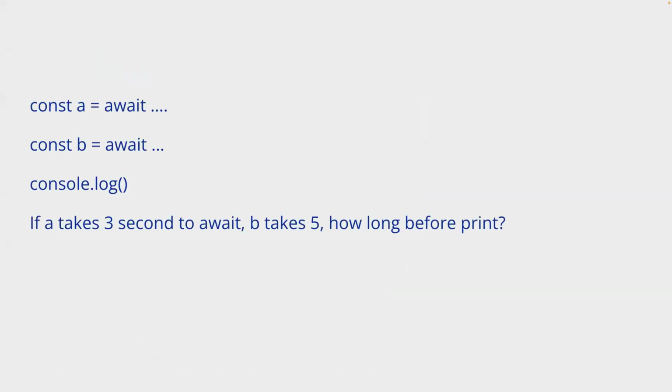So let's see how long it's going to take to print A and B. If A takes 3 seconds to await or to complete, and B takes 5, then how long will it be before this prints? 3, 5, or 8? 1 finger for 3, 2 for 5, and 3 for 8. Yeah, exactly. So because we await A before we start awaiting B, it's going to take 8 seconds.